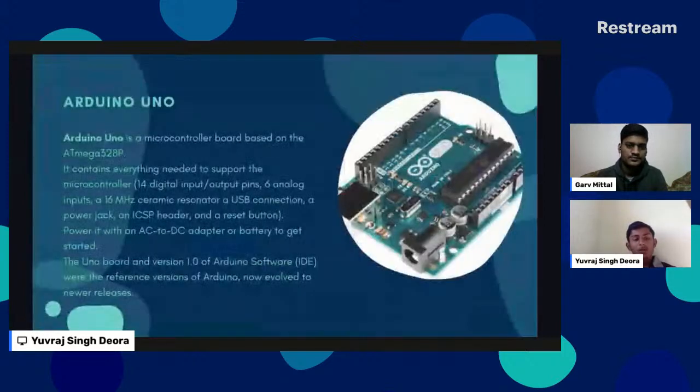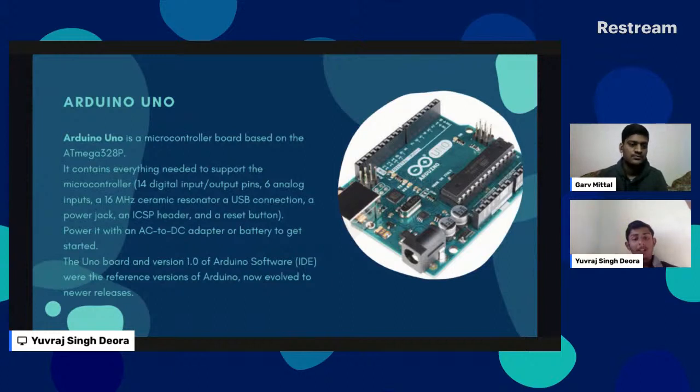Okay, so the very basic microcontroller which is used in IoT, which everyone uses, is Arduino. Arduino is one of the cheapest microcontrollers that you can buy as a beginner. If you want to get started with all these sensors and microcontrollers, then Arduino is the best thing for you. So basically, it is a microcontroller. It contains everything that needs to be supported in the microcontroller.